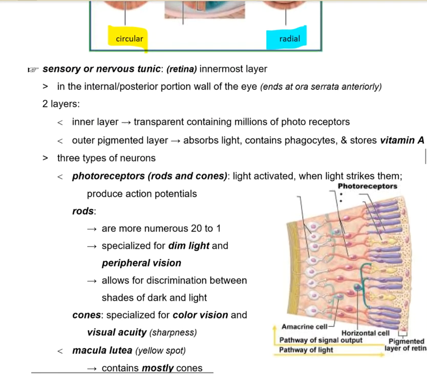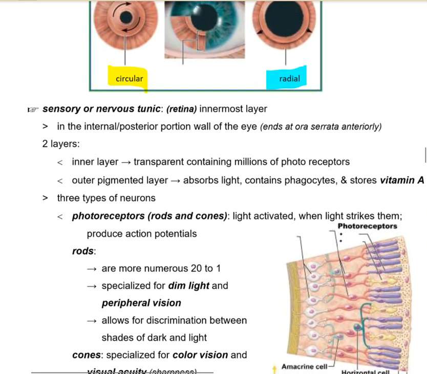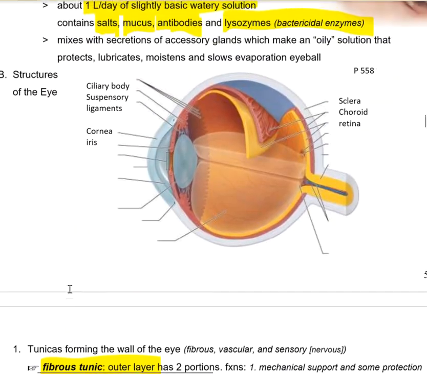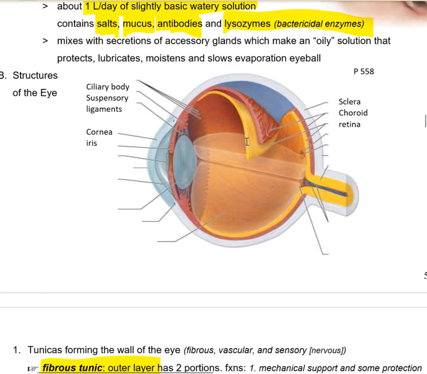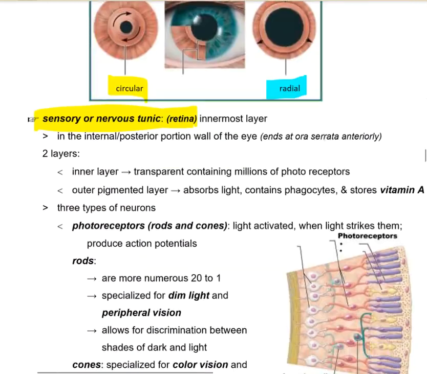All right, the last one we're going to do, and then we're going to stop, is our last tunic, which is the sensory or nervous tunic, which is the retina. And you remember I wrote that one in on that picture. Let's go back and look at it real quickly. Okay, so there's the retina. The retina is in kind of this yellowish brown color. It goes all the way around the eye, except in the very front here, and is continuous with the optic nerve. Okay, so let's now talk about it for a minute.